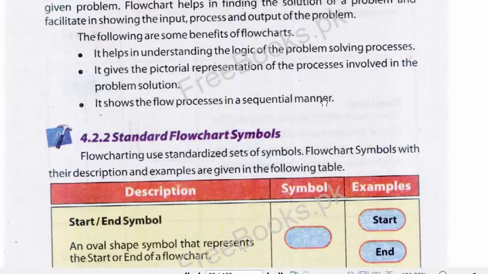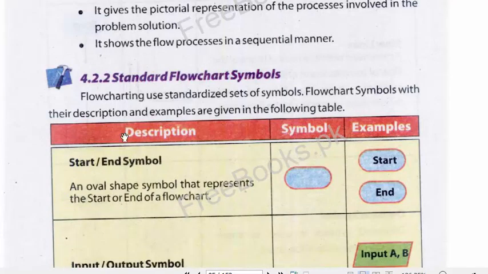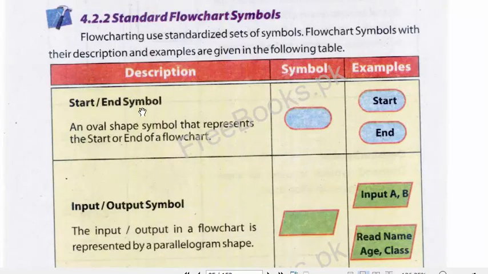Standard flowchart symbols. To draw a flowchart you have to follow the standard flowchart symbols that we are going to study. Flowcharting uses standardized sets of symbols. Flowchart symbols with their description and example are given in the following table. First is the start or end symbol. It is like this one, and this, and this. The start and end symbol is compulsory. It is an oval shaped symbol that represents the start and end of a flowchart.